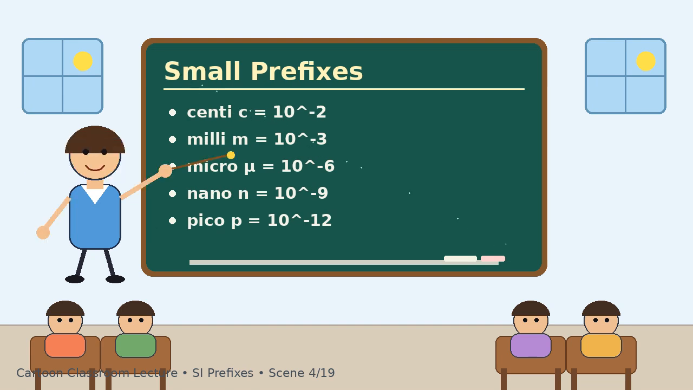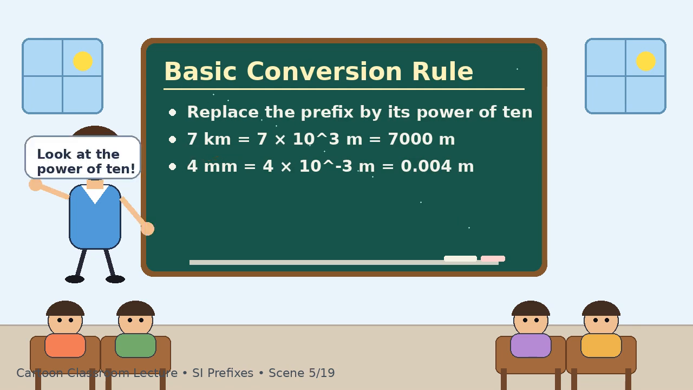Other prefixes are used for small quantities. Centi means 10 to the power minus 2. Milli means 10 to the power minus 3. Micro means 10 to the power minus 6. Nano means 10 to the power minus 9. Pico means 10 to the power minus 12. For example, 1 centimeter is 10 to the power minus 2 meters, and 1 nanometer is 10 to the power minus 9 meters.